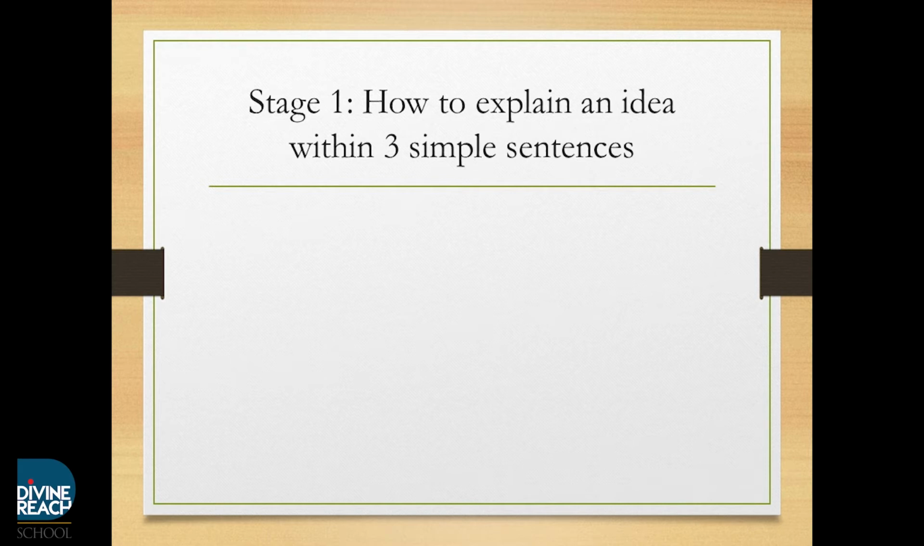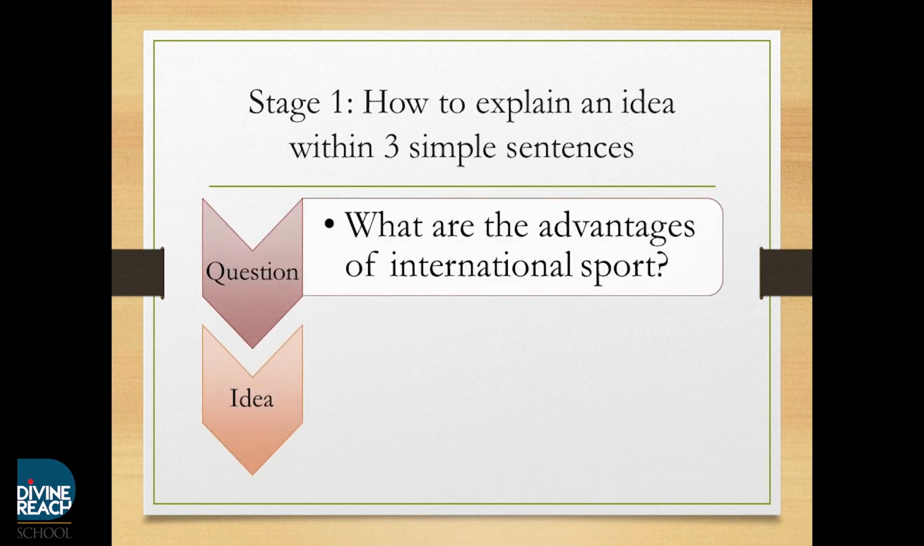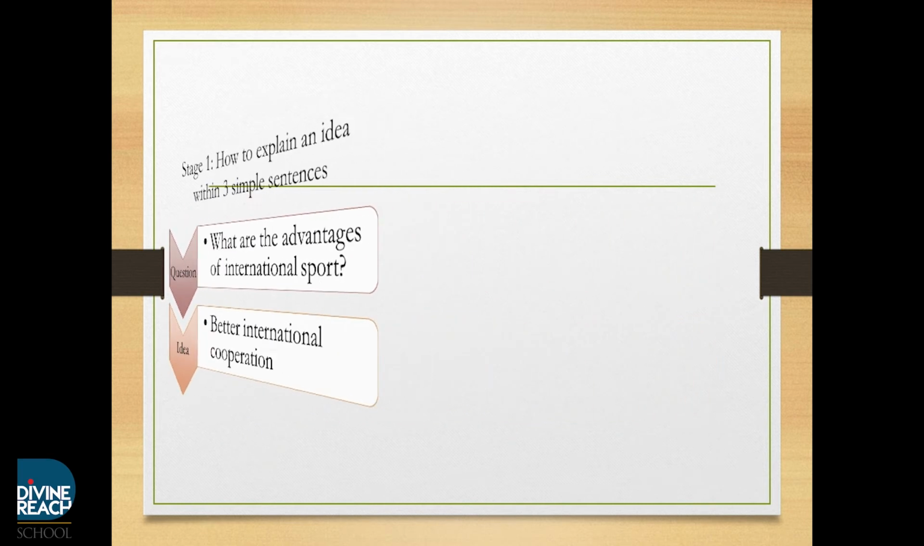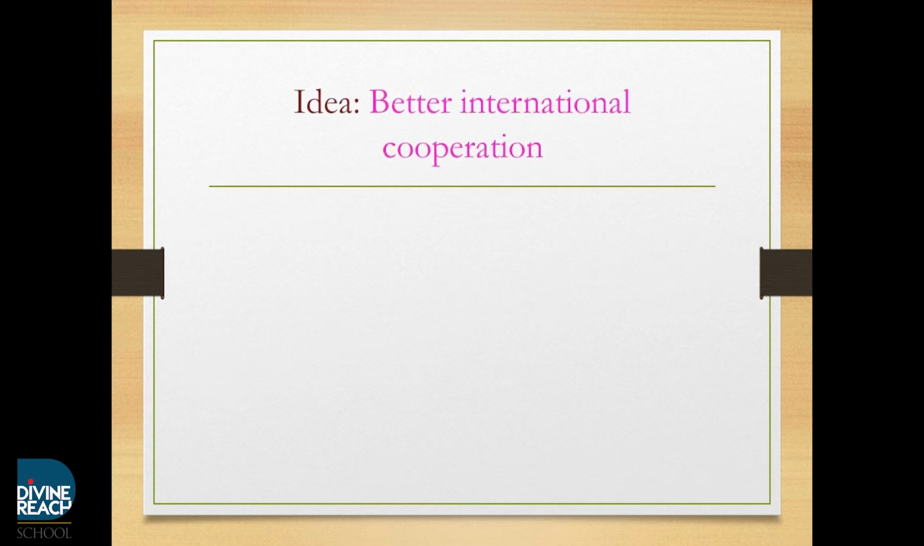Well, now let's look at how an idea can be explained within 3 simple sentences. Here is our question. It says, what are the advantages of international sport? And for this question, I have chosen this idea: better international cooperation. So here I have my idea and now I have to explain it. In this stage, I'm going to ask myself how international sport can lead to better international cooperation.